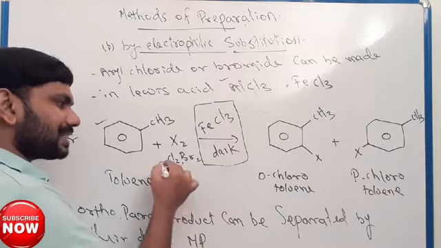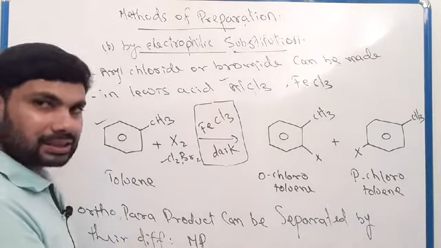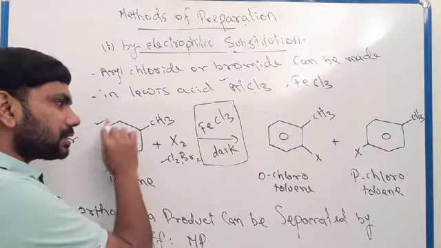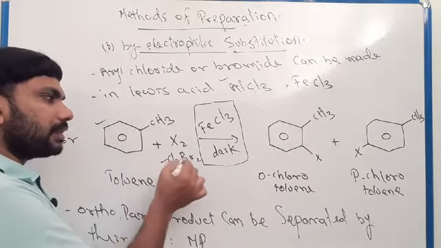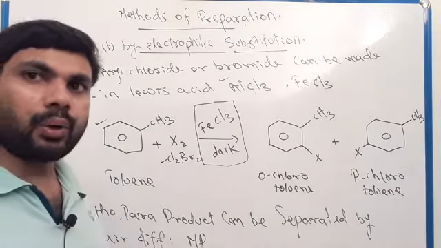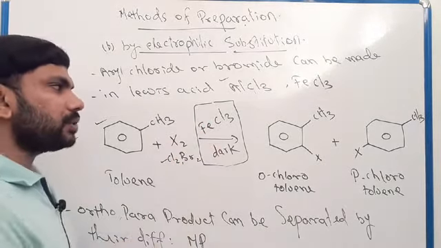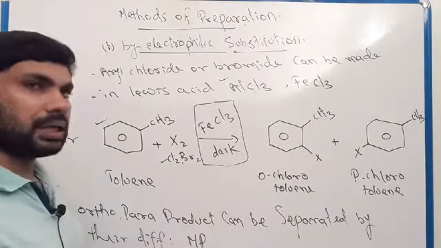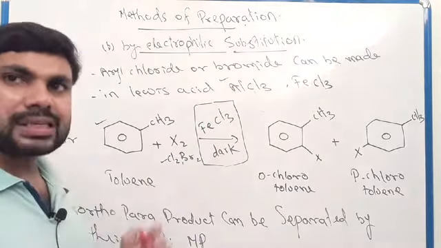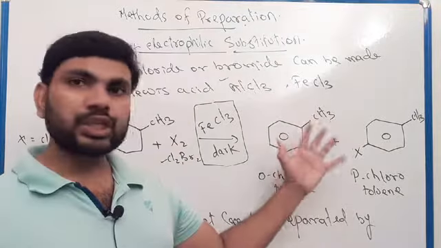If you are choosing Cl2, you have to choose FeCl3 or AlCl3. If you are reacting this toluene with Br2, then we have to choose AlBr3 or FeBr3 in presence of dark. This is the reaction condition. After this chemical reaction, two possible products, a mixture of two products will be formed. So this is the mixture of products.